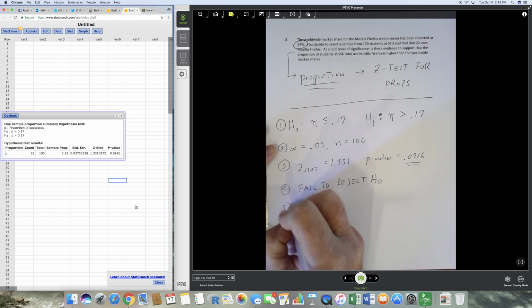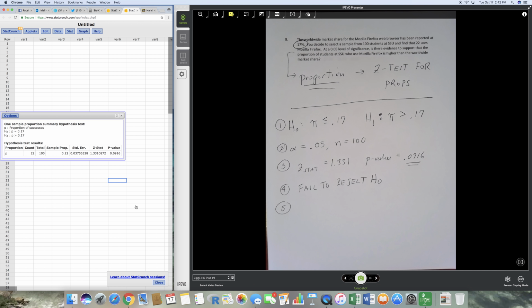So we fail to reject H sub 0, so there is not sufficient evidence to indicate that the percentage of students at Shawnee State University who use Mozilla Firefox is higher than the worldwide market share.